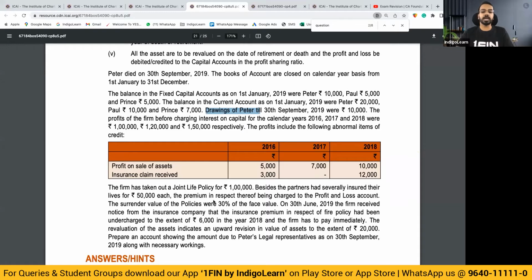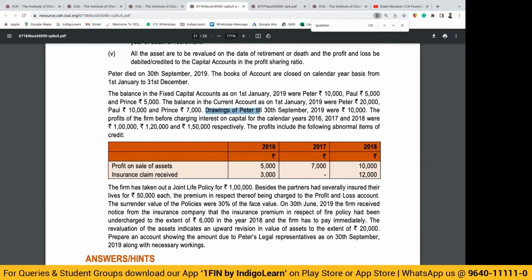The premium was charged to P&L. Now, if premium is charged to P&L, and here we said Peter died on 30th of September, how much amount will we receive from joint life policy? The total amount to be received would be, for the joint life policy account, the total policy value, so 1 lakh. 1 lakh will be received.